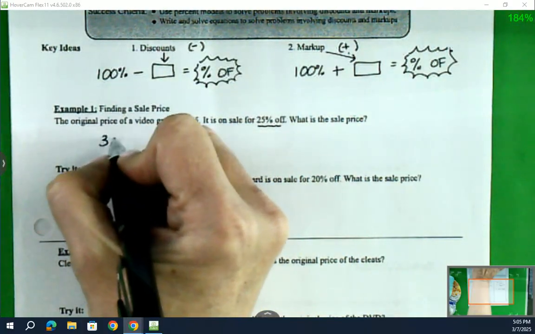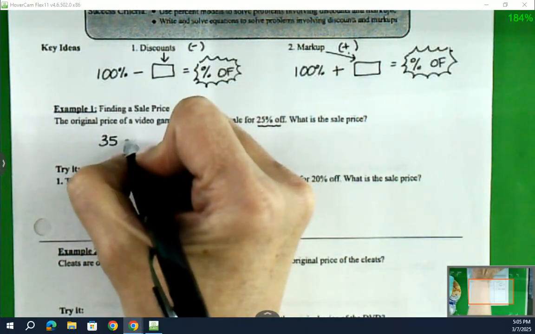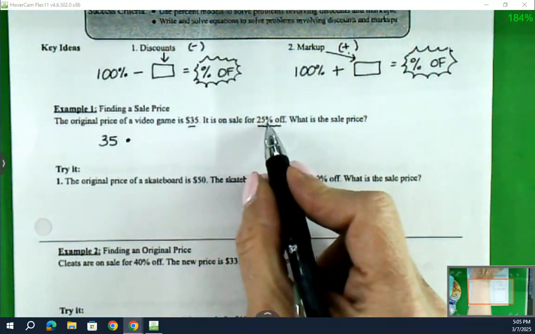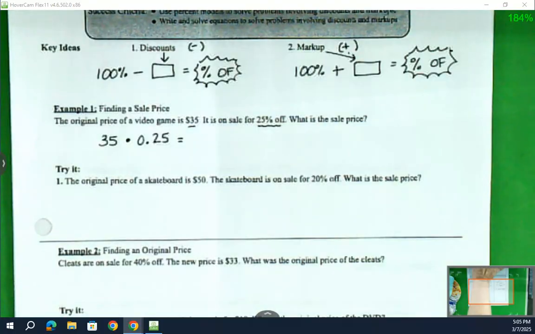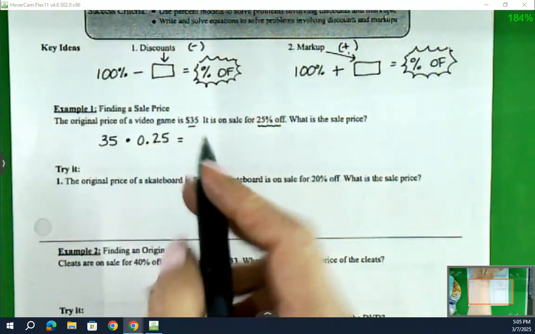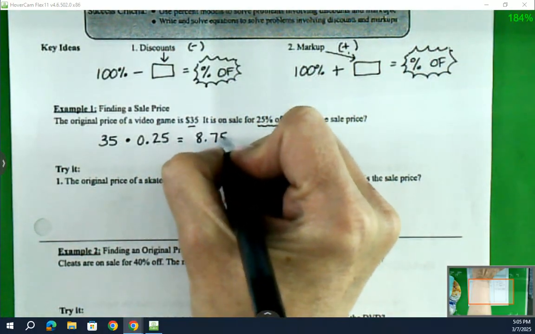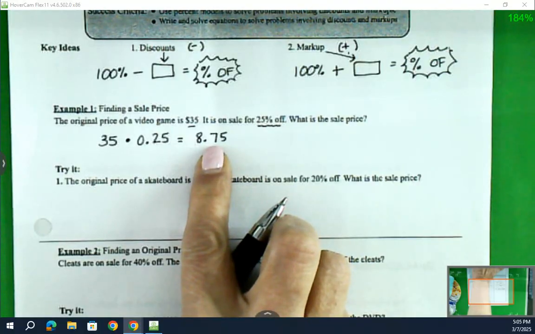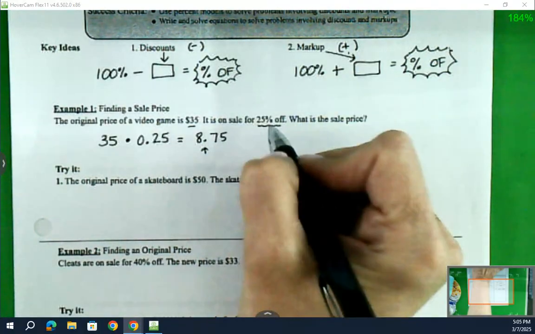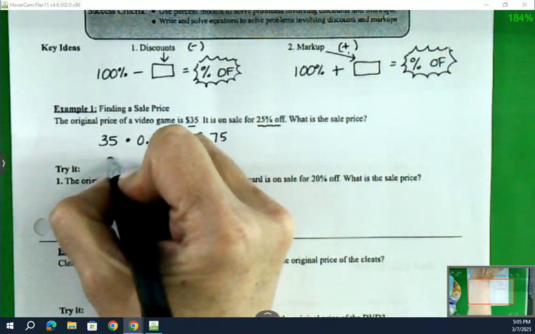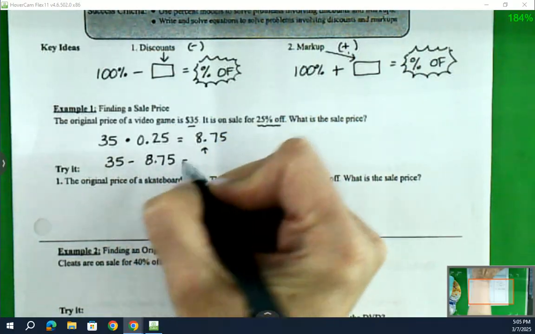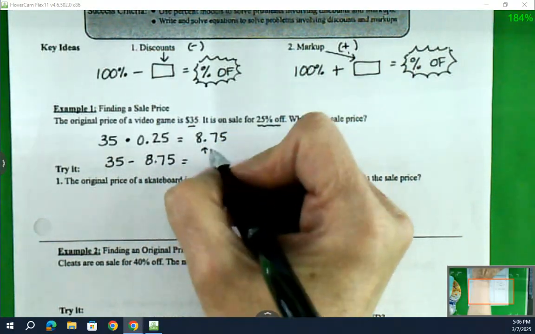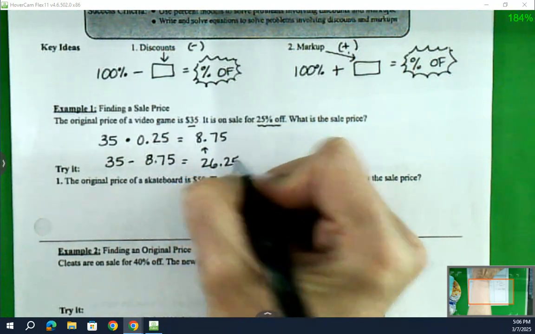So $35 times 25%, remember that's 25 over 100, which is 0.25, and we would get our discount amount when we do that. So if I calculate 25% of 35, I'm going to get 8.75. Now that's not the new price, that's the discount amount. That's the discount, that's the 25% off. So we would still have to go back and do $35 minus the 8.75 to get our new price of, when we calculate that, we get 26.25.